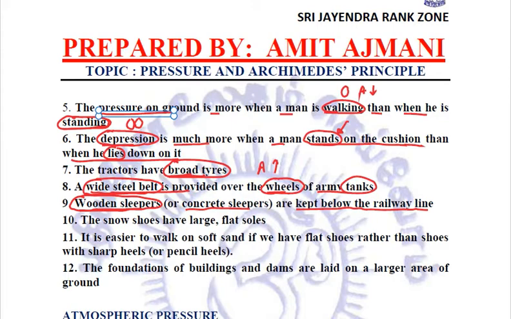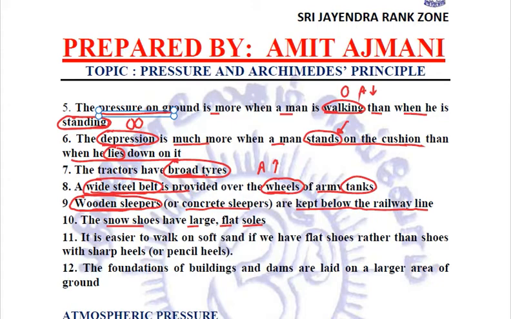Same reason that the snowshoes have large flat soles. They are never pointed. Why? Because snow is so soft. So if we are going to wear pointed shoes, they will reduce the area and increase the pressure, due to which our feet will get inserted into the snow. So that is why they always have large flat soles, to increase the area and hence to decrease the pressure.